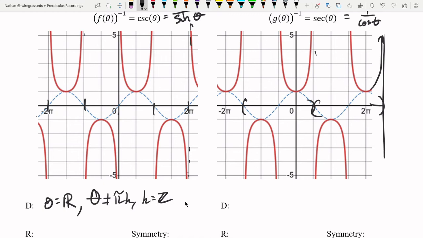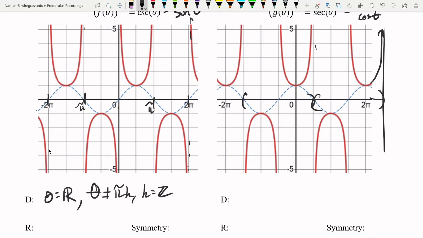And so when k is 0, you get 0, which is an asymptote. When k is 1, you get an asymptote here, because that's going to be k times pi, which is just pi. That's an asymptote. When k is -1, you get negative pi. That's an asymptote. When k is 2, you get 2 pi, an asymptote. K is -2, you get -2 pi, an asymptote. So on and so forth.